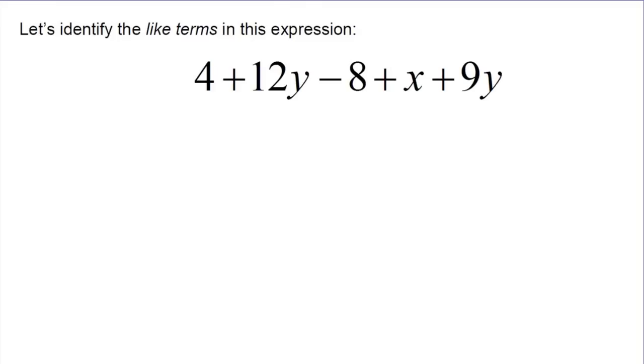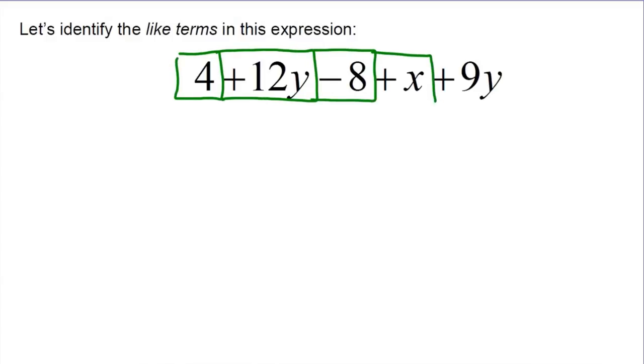So like terms and identifying them. So let's take a look at this expression and see if we can identify any of the like terms if there are any. So the first thing I want to do is identify what the terms are. I have a 4 plus 12y minus 8 plus x plus 9y. So there are 5 terms in this expression. Do any of these terms belong together? Actually, there are some that do belong together.